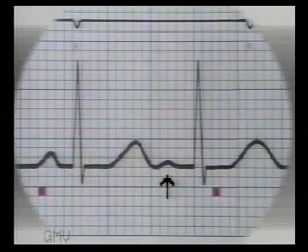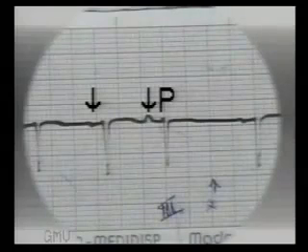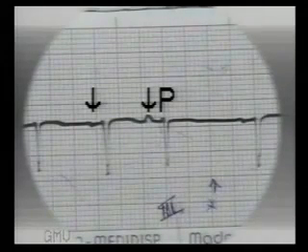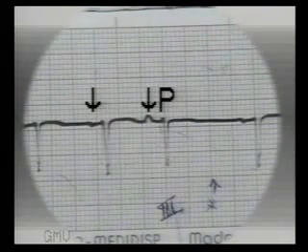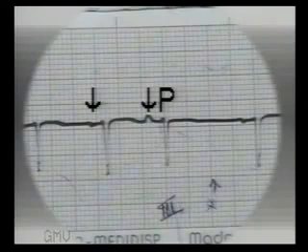Note the upright P wave slightly altered in an atrial premature beat. The PR interval is normal. In this ECG, the premature beat shows an altered P wave different from the regular sinus P waves. So this is an atrial premature beat.